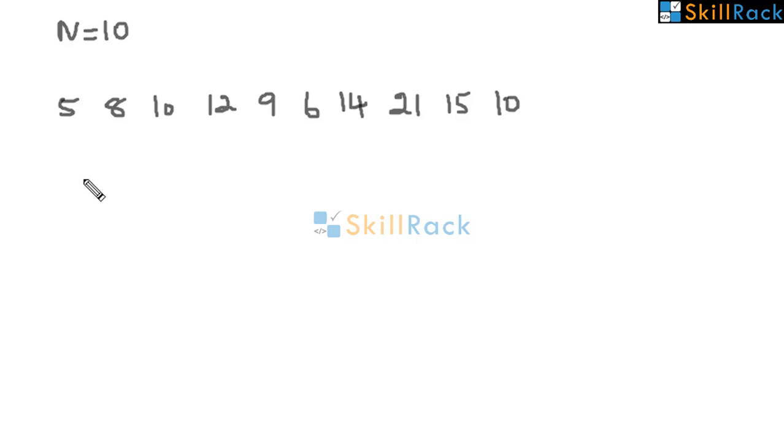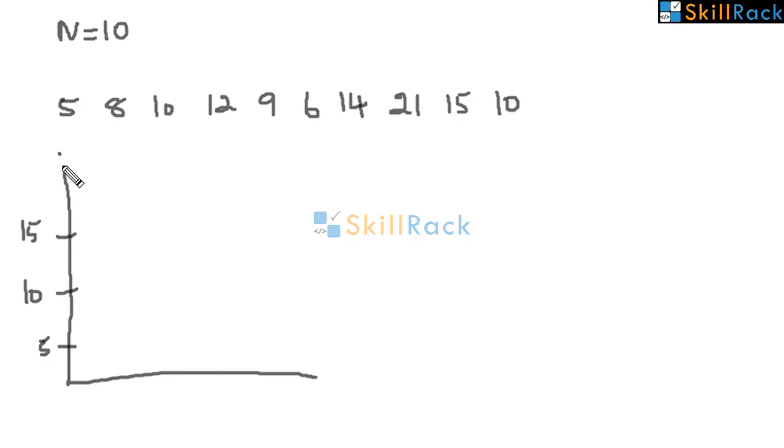So for that, let us draw a graph. So here let it be 5, this be 10, this be 15, this be 20. So this is the stock price on the y-axis. So the first day we have 5. So let us start from here, okay. And then 8, we'll have 8 here, and then 10, okay, I am drawing approximately.